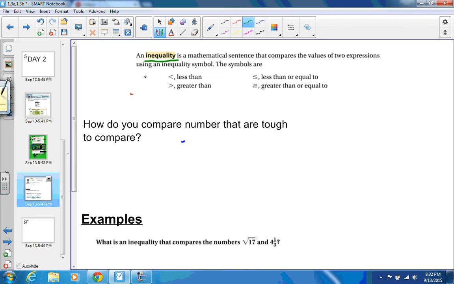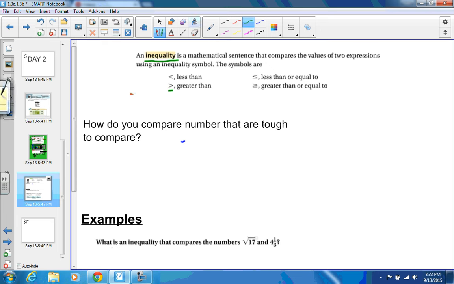So that means something on the left is less than something on the right. If it opens to the left here, that means it's greater than, so something on the left is greater than something on the right. And if you're never sure, it always opens up to the bigger thing. So keep that in mind. Same thing works for less than or equal to, greater than or equal to.